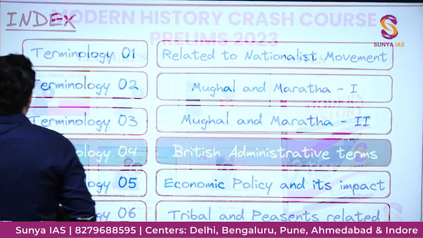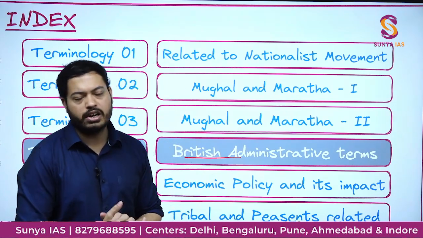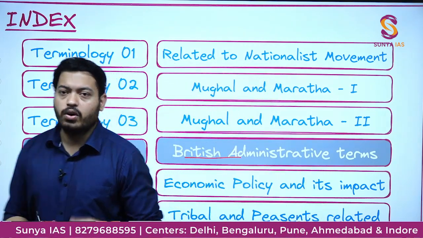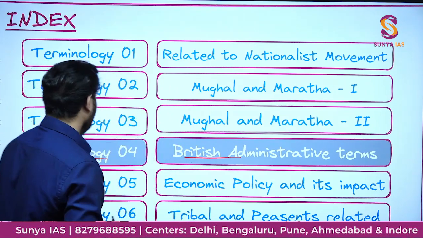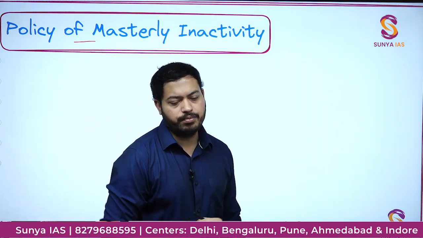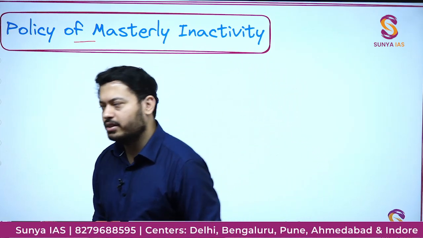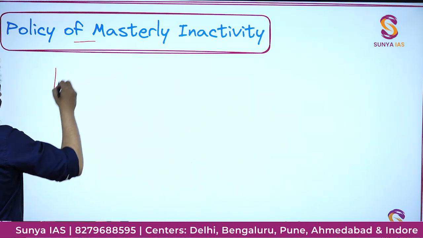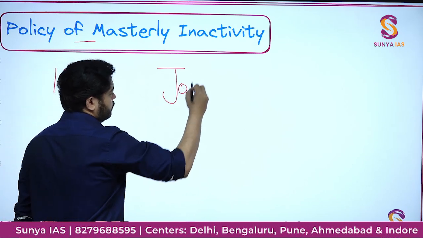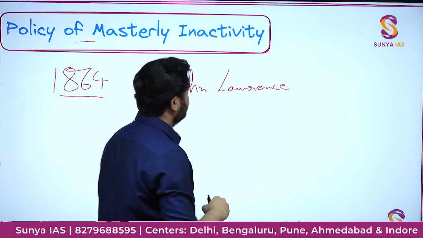Let's move forward. Now in this lecture we are at terminology 4, British administrative terms. That's what we are going to check out. And what were the terminologies and important terms, policy terms which were evolved or developed by the Britishers that we have to look in. Now, there is a very famous word, policy of masterly inactivity. If you are a master, are you going to be inactive or you are going to be active? So that's the thing that you need to know, that somewhere around 1864, the then Viceroy of India, John Lawrence, came up with the policy of masterly inactivity.